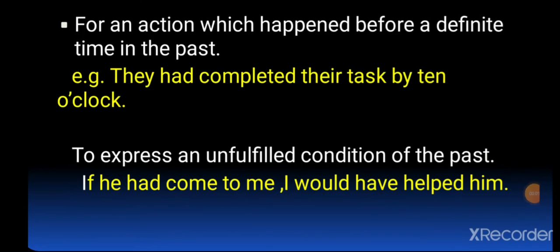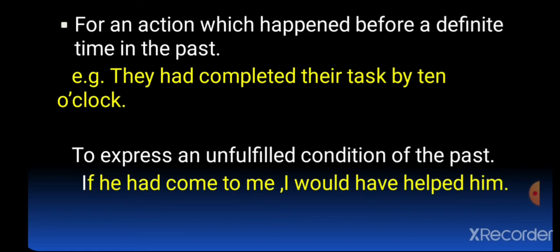Next one, for an action which happened before a definite time in the past. For example, they had completed their task by 10 o'clock. It means before 10 o'clock, students, they had completed their task. This action happened before a definite time in the past.